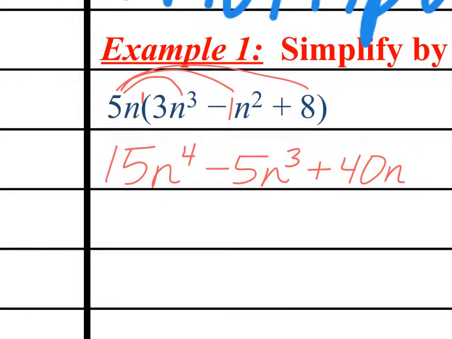So all you're doing is distributing. It's just a little bit more complicated because you have to add your exponents. And make sure you multiply the numbers in front correctly.